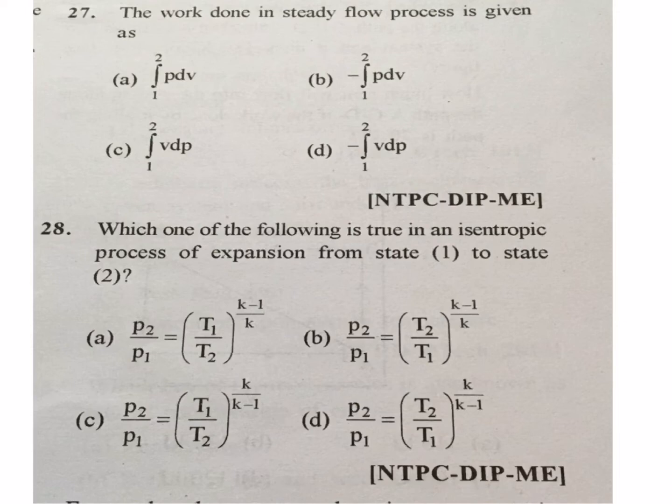The work done in steady flow process is given as, work done in steady flow process equals minus integral of VdP. From options, D is your correct answer. Don't forget this negative.